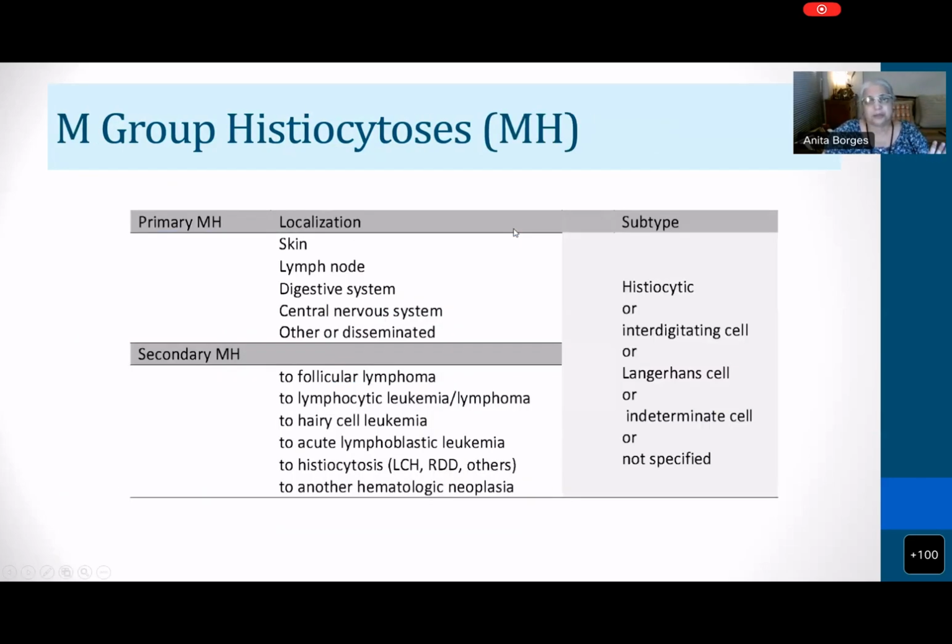So when you think about it, this is the M group: anything that is malignant. You can have primary malignant histiocytosis, also known as malignant histiocytoma, in the skin, lymph node, anywhere. Or you can have it secondary to a follicular lymphoma, lymphocytic lymphoma, or hairy cell leukemia. Richter syndrome is another, when the CLL transforms into something that has a different lineage altogether. All of these are considered under the M group histiocytosis. So you can have any subtype which overlaps between the primary type of MH or the secondary type of MH.